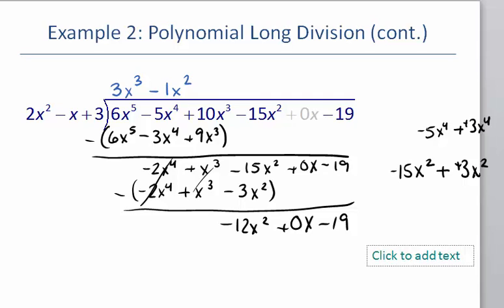All right, and we're going to try it one more time. So we're going to compare the 2x squared on the outside to the negative 12x squared on the inside. 2 times what makes negative 12? That would be a negative 6.